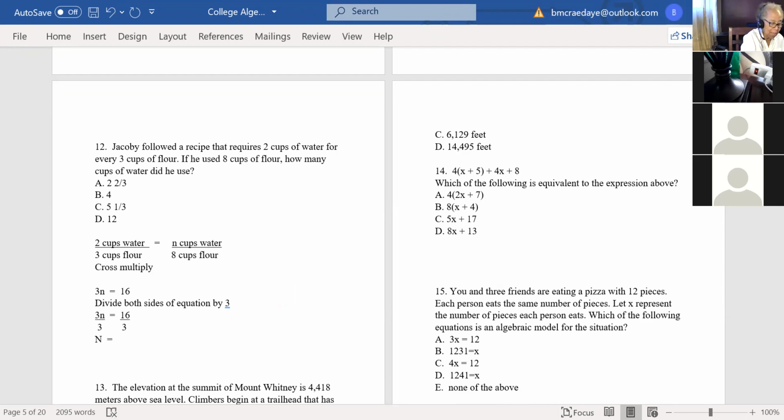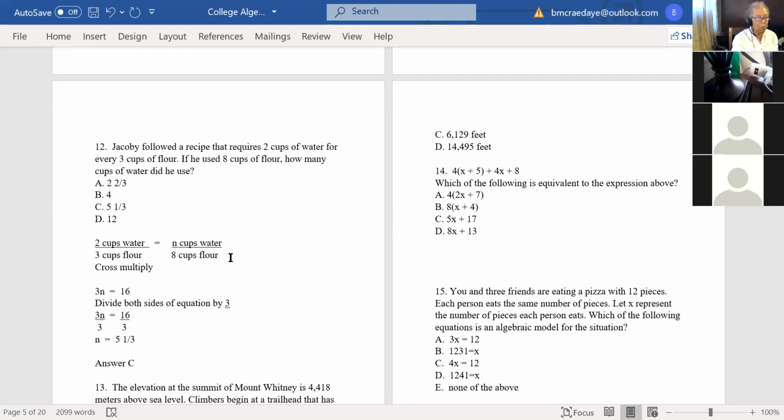It's 5 and one what? Third. 5 and 1/3. Okay, so what answer, Audrey? The answer is C. That's right. Answer C. Any questions on 12?